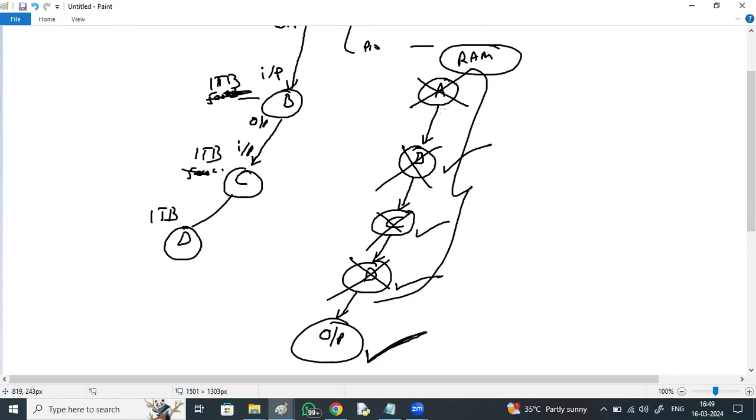One by one they are loaded, one by one they are computed, and one by one they are removed. At a time, all those can't be accommodated. That's why we say data flow, right? The output of one is the input of the next.